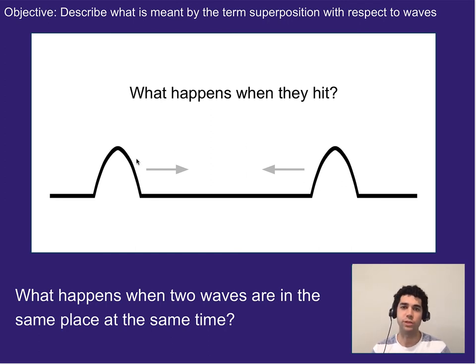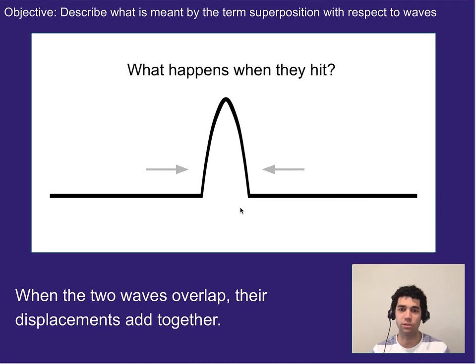What happens when two waves hit or are in the same place at the same time, or however you want to think about it? So we've got wave A and wave B. They're both the same height to start off with, and they're heading towards each other. When they meet in the middle, what does that look like? Take a second, think about it, maybe draw it on a piece of paper.